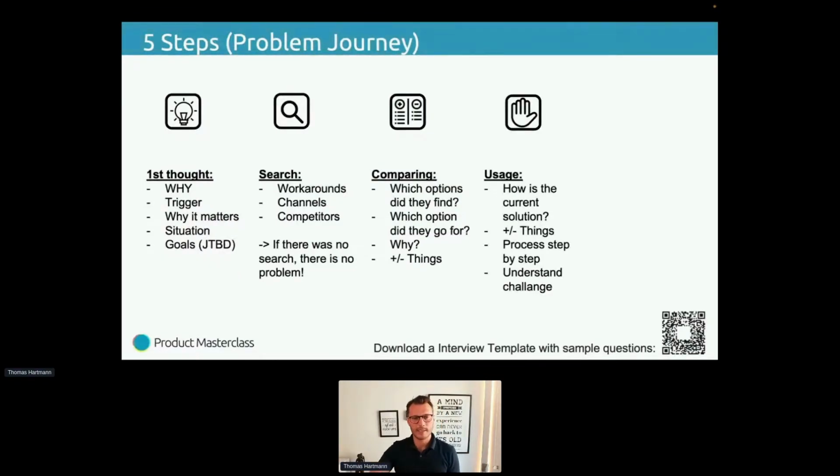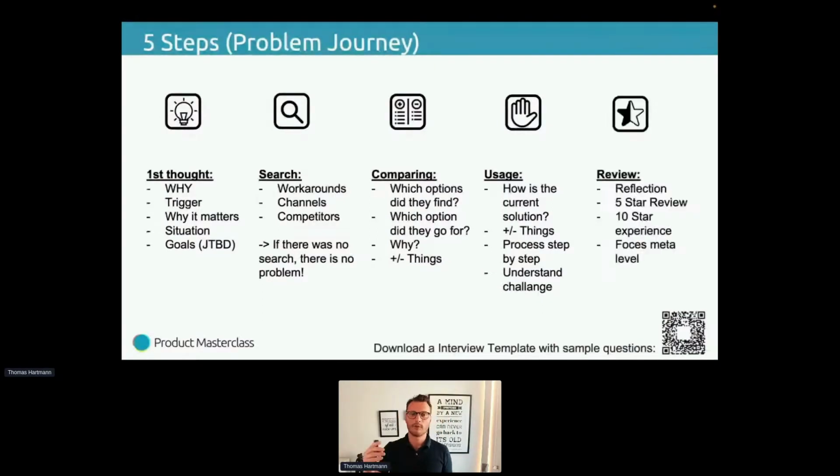The next thing is usage. People use something to fulfill their job today, right? How is the current solution? What is good? What is the process in a B2B context? Talk me through the process. There you really understand the challenges, what's really getting on their nerves, what's painful, what takes a lot of time, stuff like that, right?